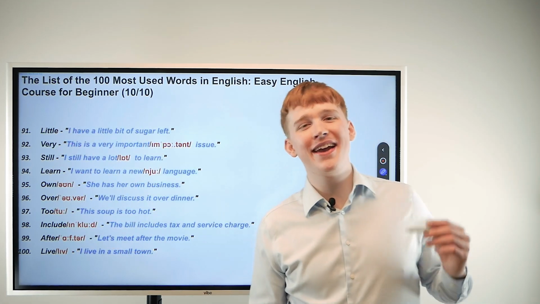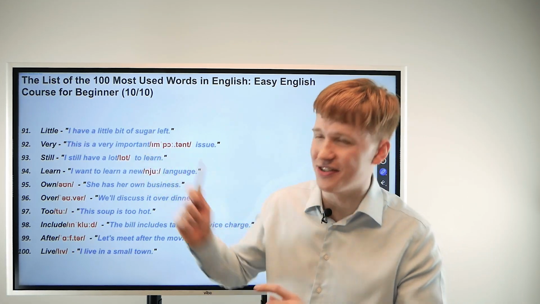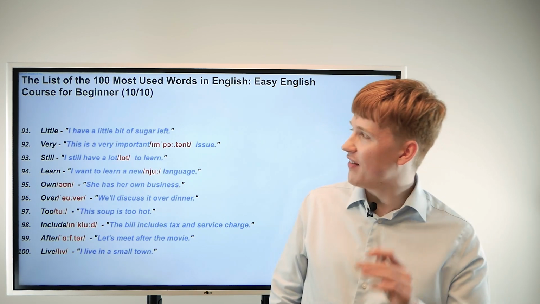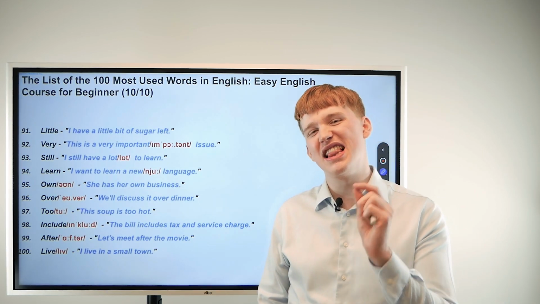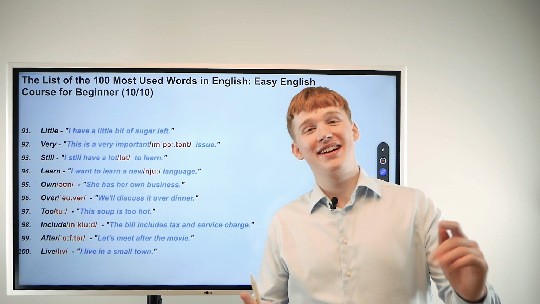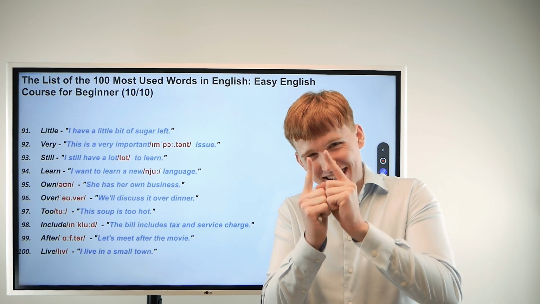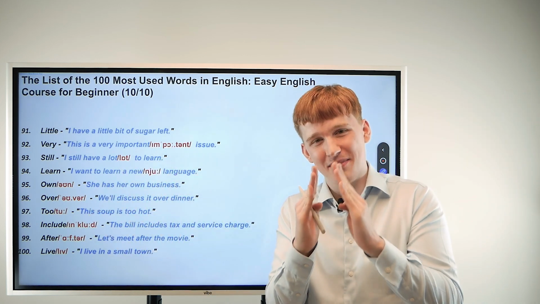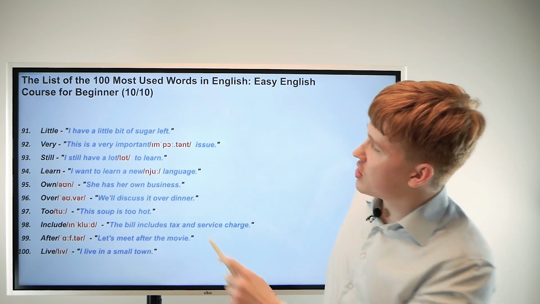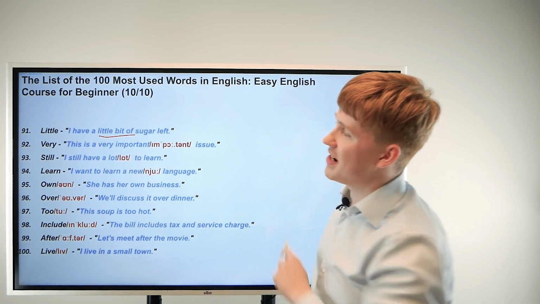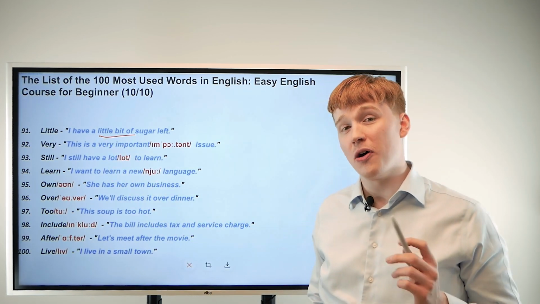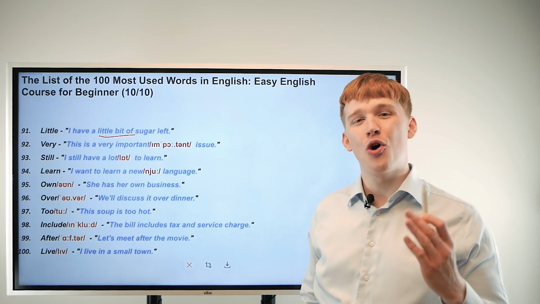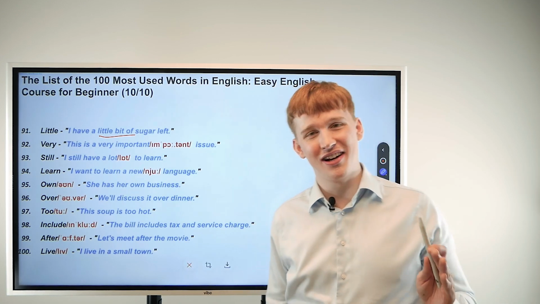Next up, we have the word little. I have a little bit of sugar left. Little is when something is really small. It's not big, it's little. It's something that is very small. So someone has a little bit of sugar left. There's not much sugar left. There's only a little bit of sugar there.